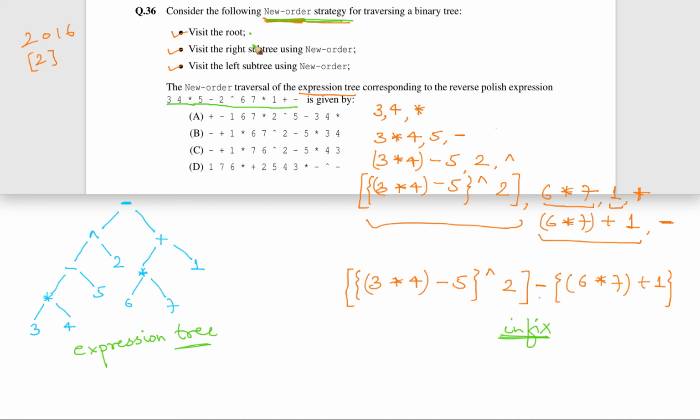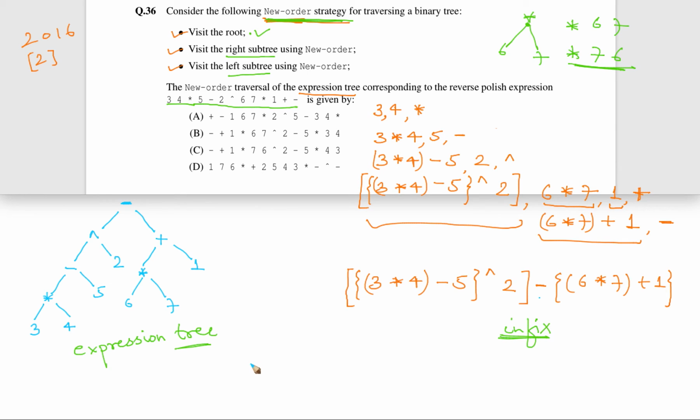Here it is something like prefix, but the difference is that after the root we have to visit firstly the right subtree and then the left subtree. So my point is that if an expression tree is something like 6 7, in prefix it is star 6 7, but as per our new strategy it is going to be the root first and then the right subtree, so 7 and then the left subtree 6. Okay, so in this style we have to traverse. That style of traversal has to be done for this expression tree. Let's do that. I think it is going to be fairly simple, right?